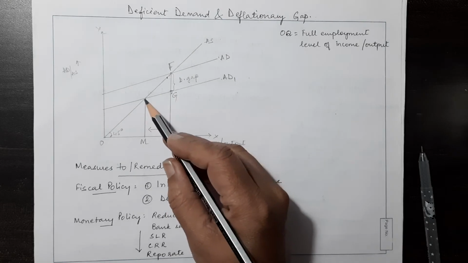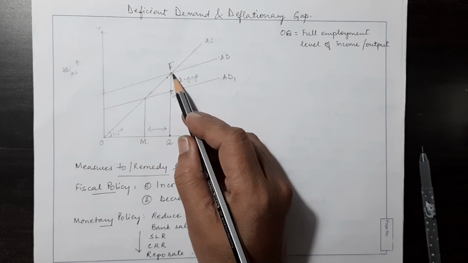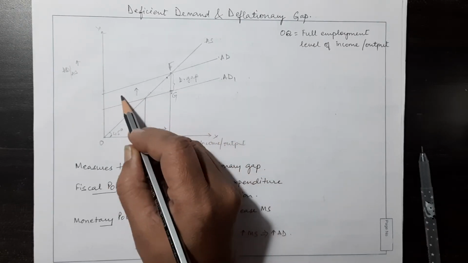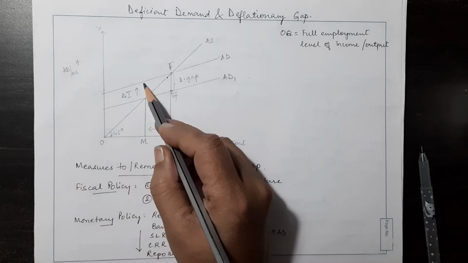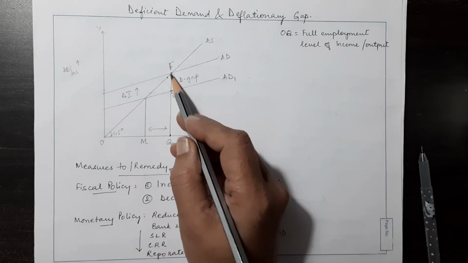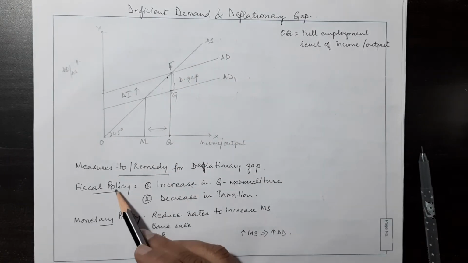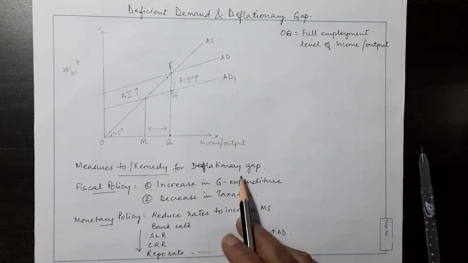So to get back to this equilibrium, an additional investment has to be made, which will be equal to this deflationary gap. That much investment will have to be brought in to increase this aggregate demand. So what are the measures or remedies to tackle this deflationary gap?